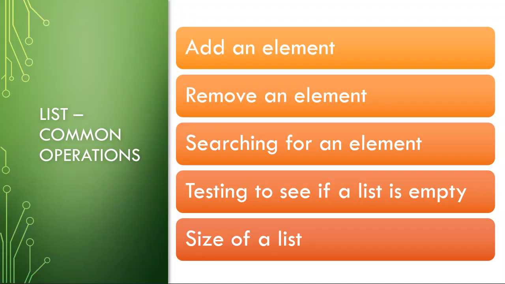Now, if we look at an abstract idea of an ADT of a list, you would have things like adding an element in some way, removing an element, which can have variations, searching for an element, testing to see if a list contains an element, and maybe the size to see how many actual elements there are in that list at all.